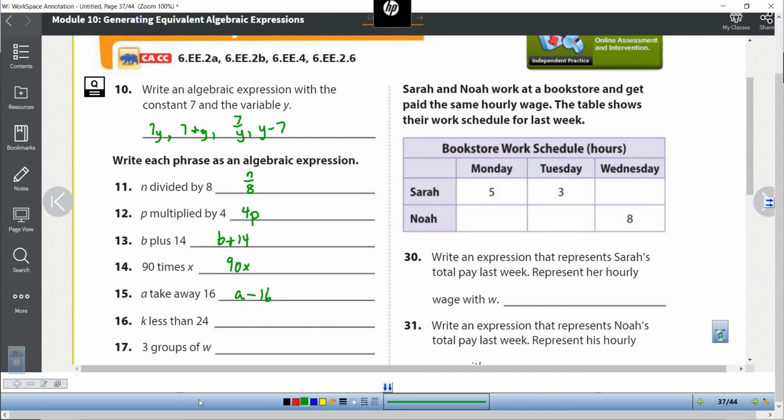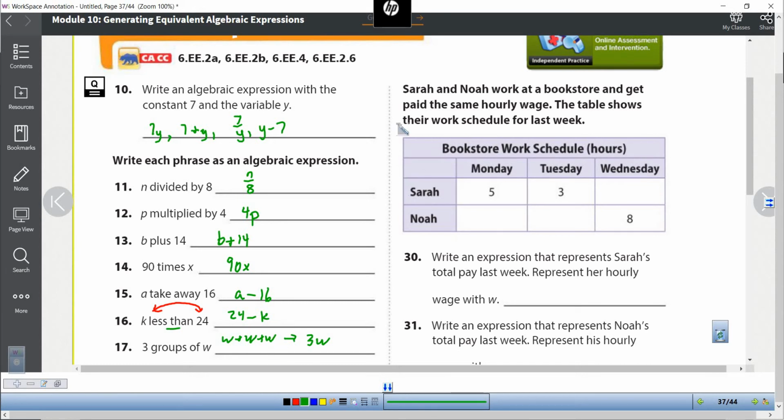All right, here's that one where we have to be careful. When you see less than, you have to switch these around. K less than 24 means 24 minus K. Less than means subtract, but switch it around. 3 groups of W. That means W plus W plus W. All right, but that's the same as 3W. Actually, so either one of those would be correct for that one.